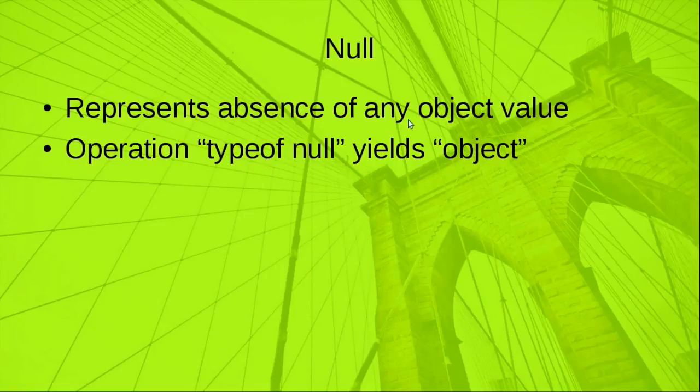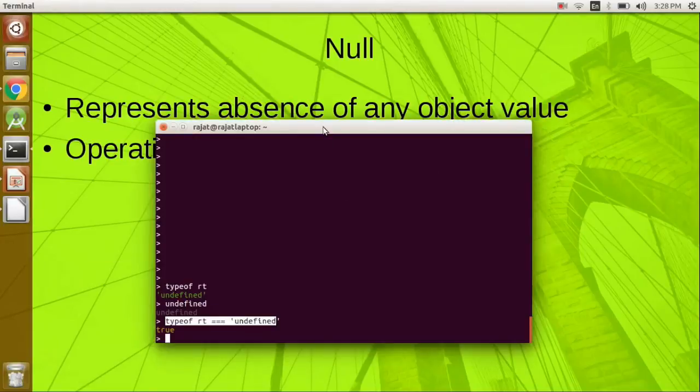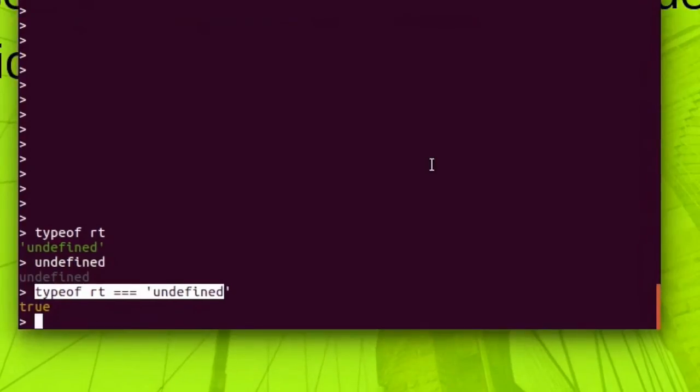Null represents the absence of any object value. Okay, and null is of type object. You must be wondering why the type of null is object. It is due to some legacy reasons that the type of null is object. So let's try out some examples of null as well.